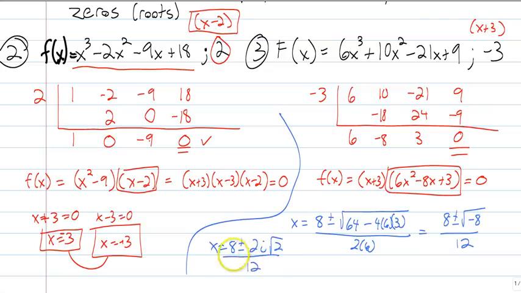Now I can take a 2 out of everything. So my final solution, my other 2 zeros for this problem, as I take a 2 out, it becomes 4 plus or minus i root 2 all over 6. And that is it. I found the other 2 zeros. They're both imaginary, and then the third 0 is negative 3. Okay? So again, this lesson was basically taking synthetic division, the next step, and seeing how we use it to split apart our polynomials. Next lesson will be throwing it all together and getting all our information.